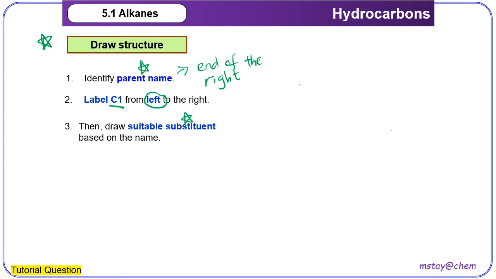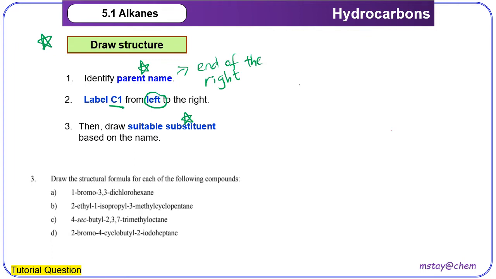Okay, let's look at tutorial question number 3. Draw the structural formula for the following compound. Let's look at 1-bromo-3,3-dichlorohexane. So that means hexane is the parent name. And then for 2-ethyl-1-isopropyl-3-methylcyclopentane, cyclopentane is the parent name.